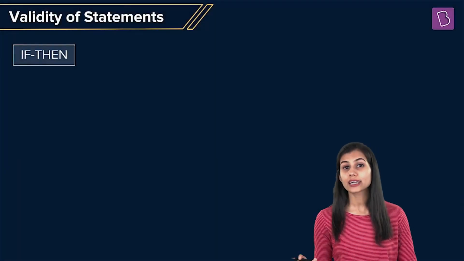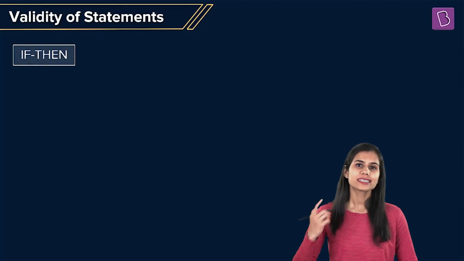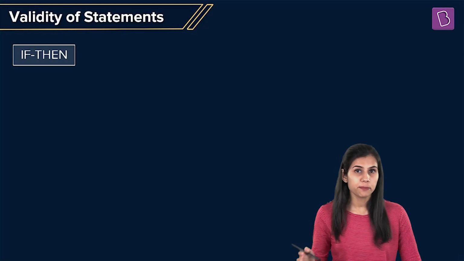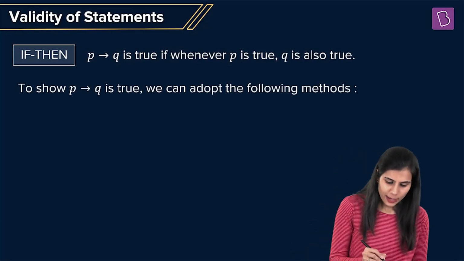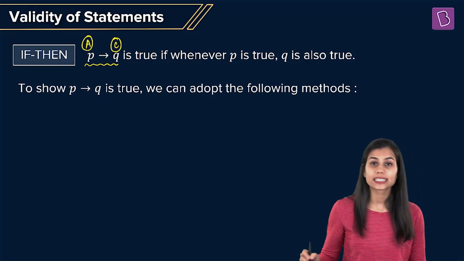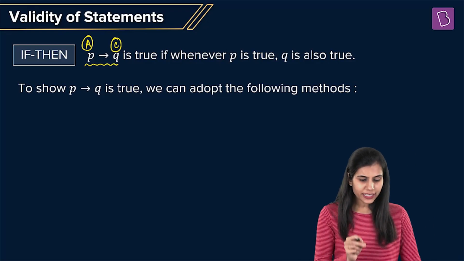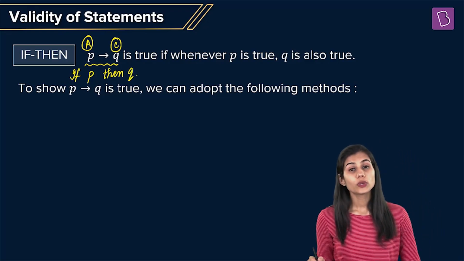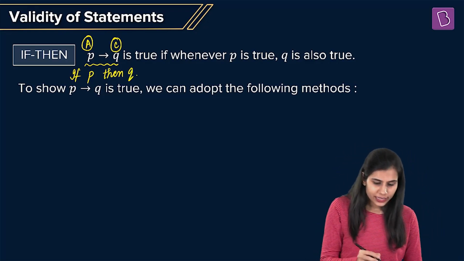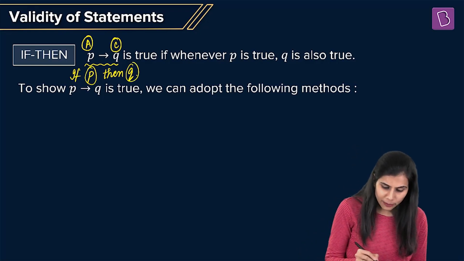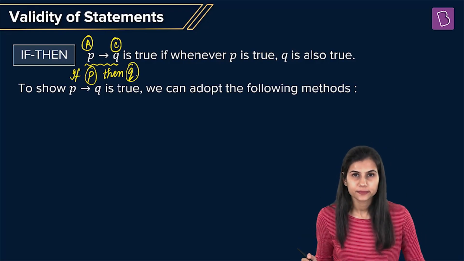Next, let's move on to conditional statements, which are the statements involving the if-then phrase. You call them the if-then implications, and they look like P implies Q, wherein P is the antecedent and Q is the consequent. The interpretation of this statement is if P, then Q, which simply means that if the condition P will prevail, then the outcome Q will be obtained.